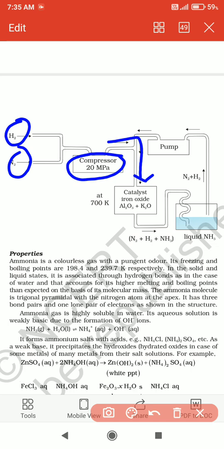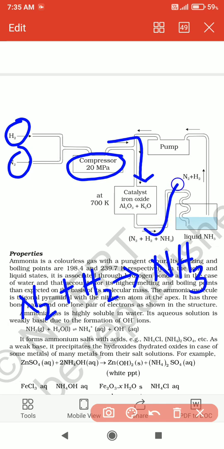Inside, how much temperature do you maintain? 700 Kelvin temperature you are maintaining, so that nitrogen gas and hydrogen gas, both components, combine and form ammonia. The ammonia produced then liquefies and is collected in this chamber. Liquid ammonia we are collecting in a separate chamber.